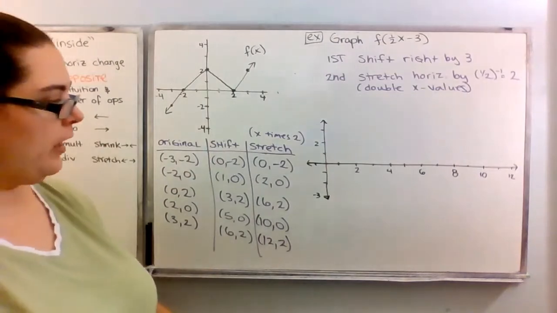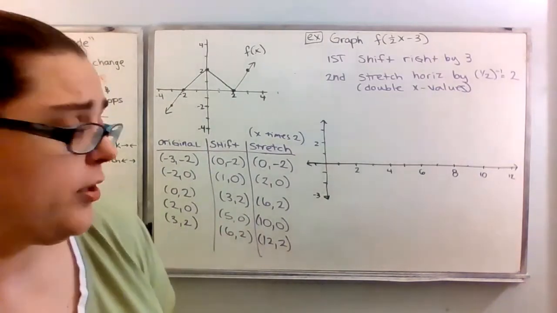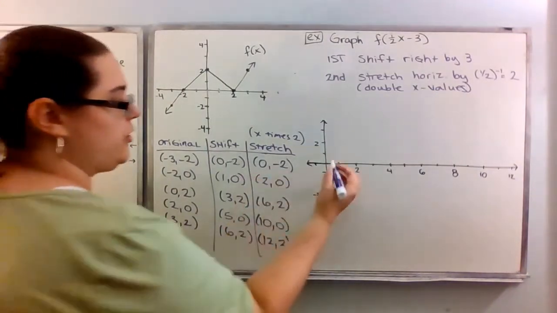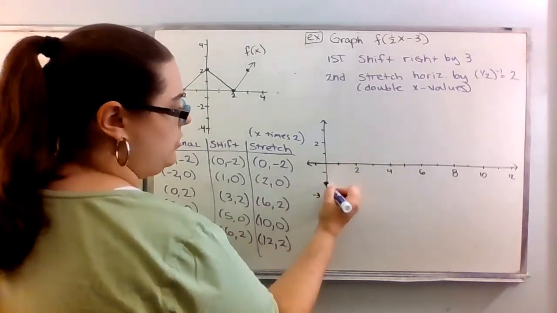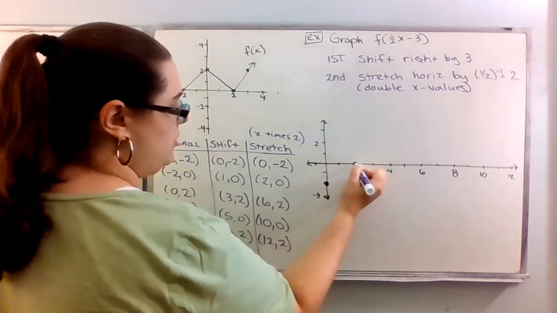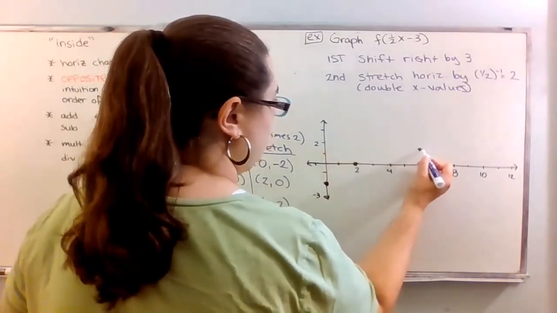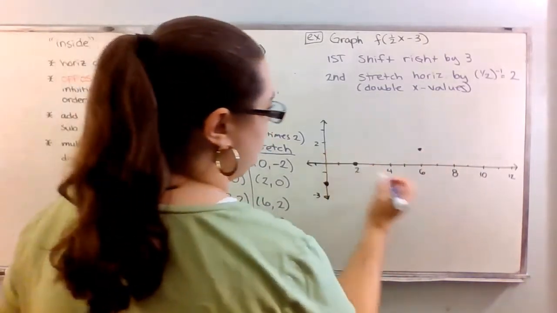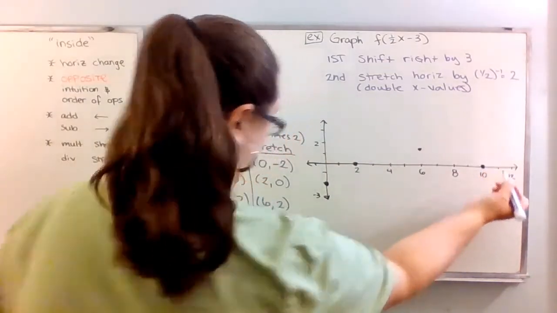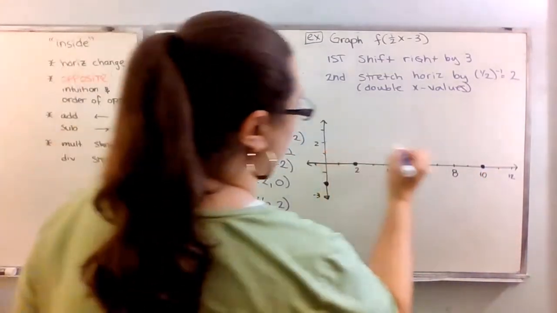All right. Now we're just going to graph those new points that we created. So 0, -2, 2, 0, 6, 2, oh my goodness, 10, 0, and 12, 2.